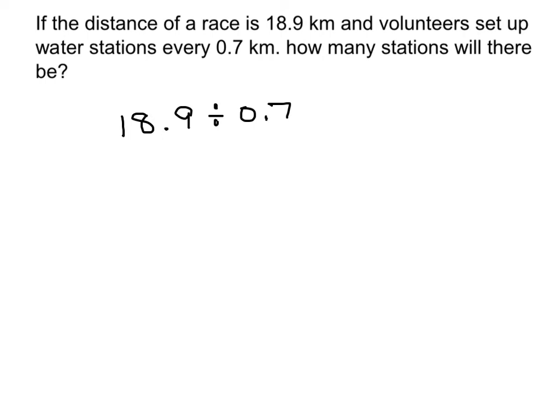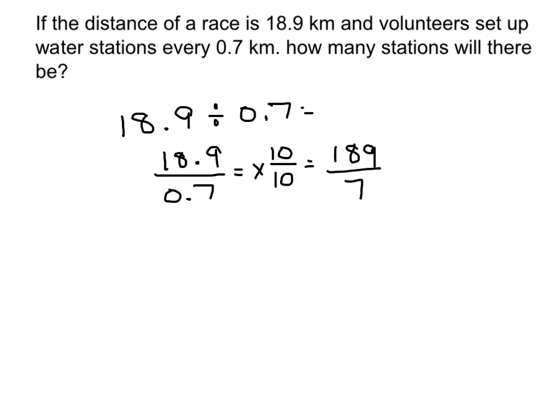The next step will be to write that division sentence as a fraction. Now I need to remove my decimal from my divisor, or my denominator, so I will multiply my fraction by 1 in the form of 10 over 10, so as to not change the value of my fraction, but to make it easier to work with. That gives me 189 over 7. Now I will divide that.